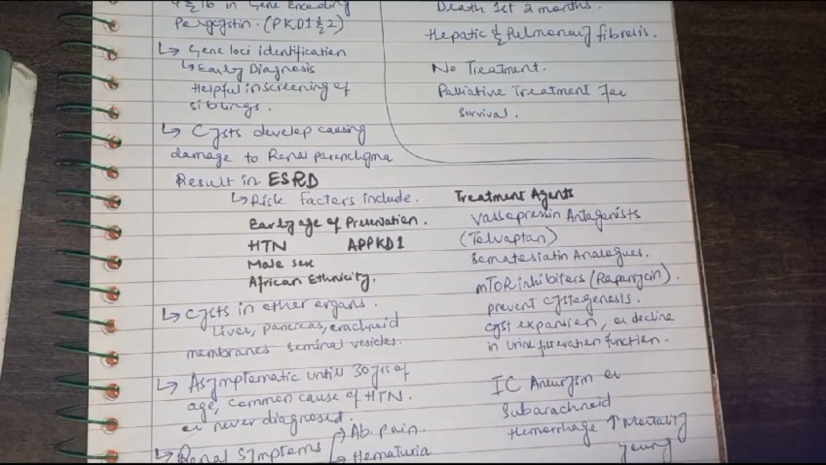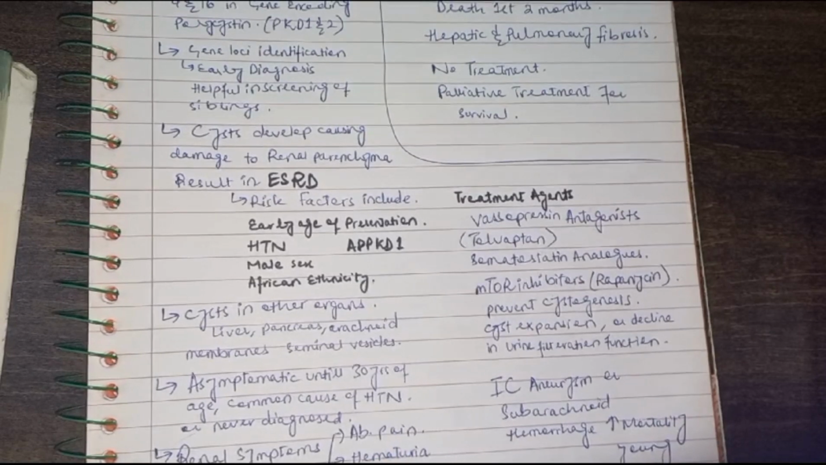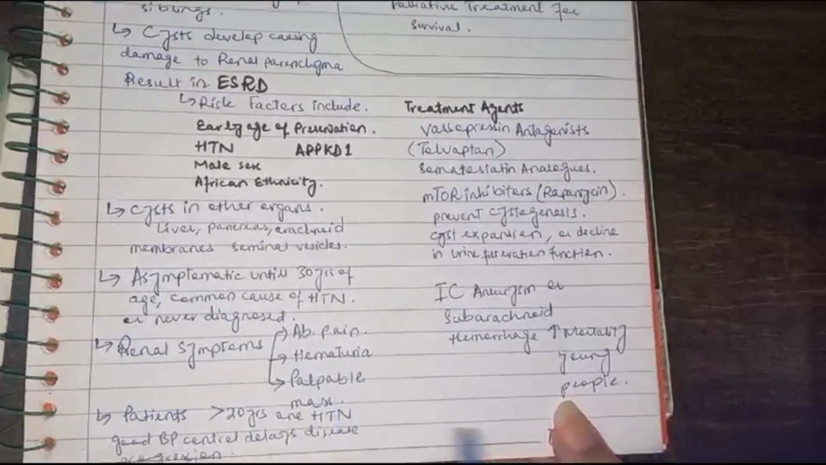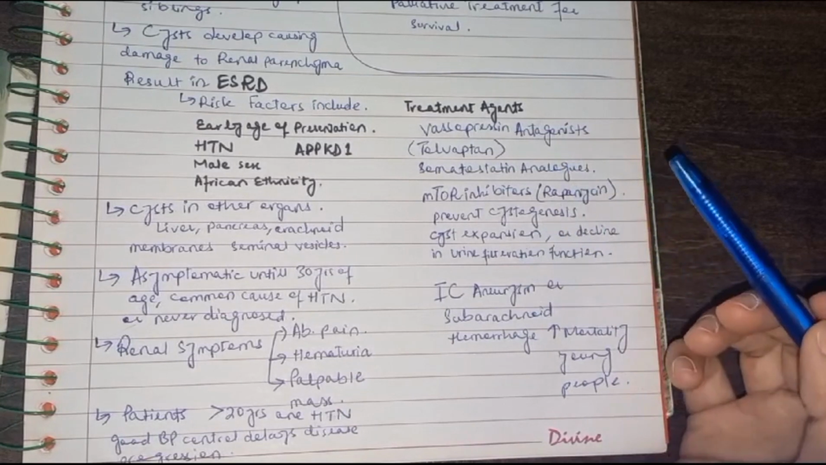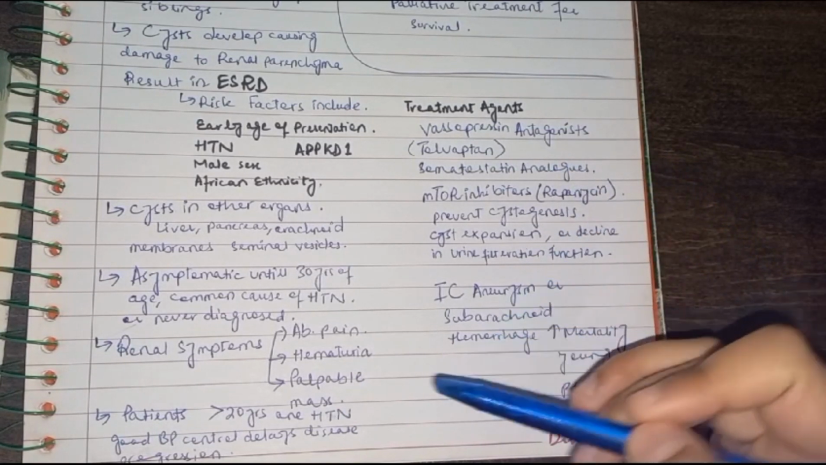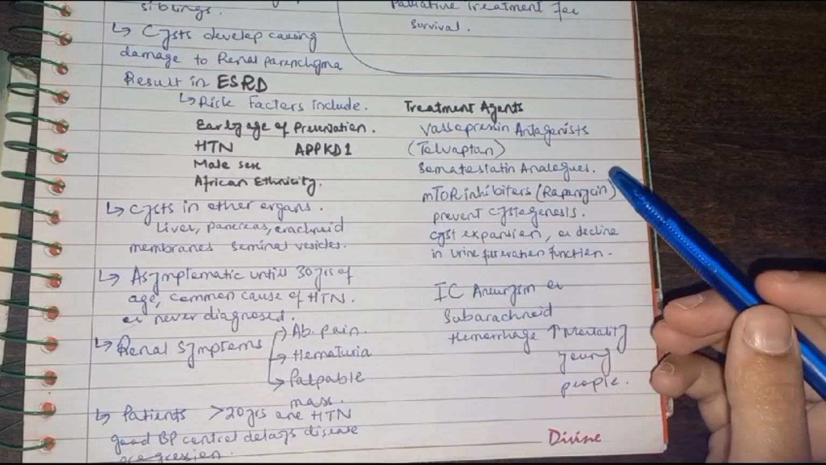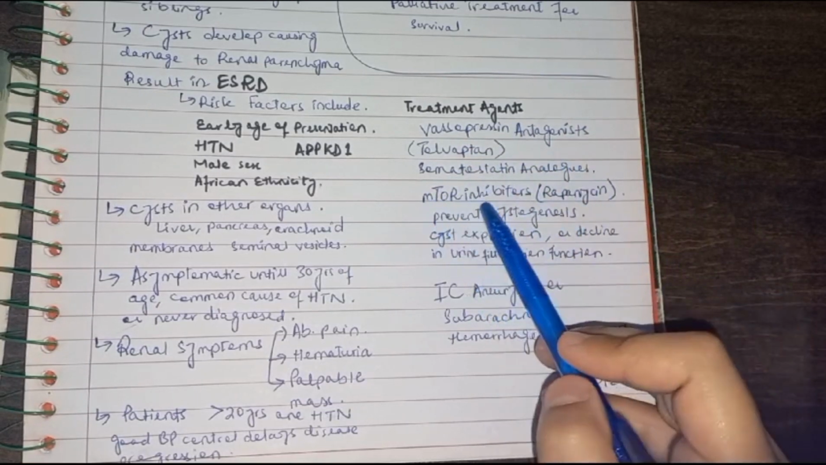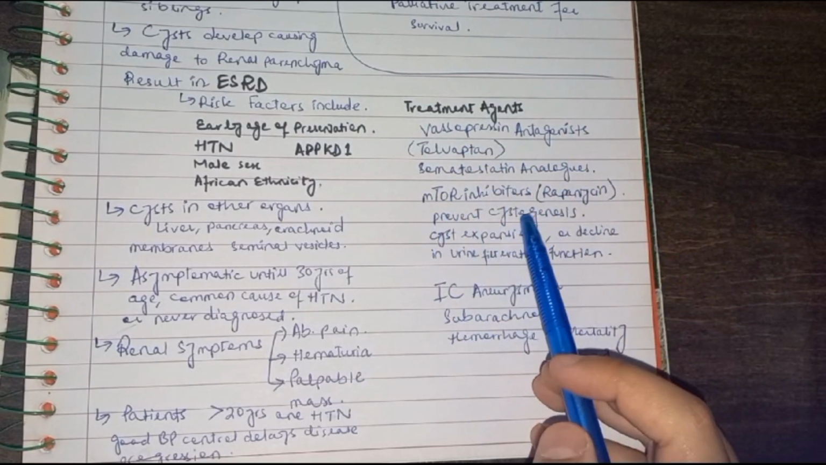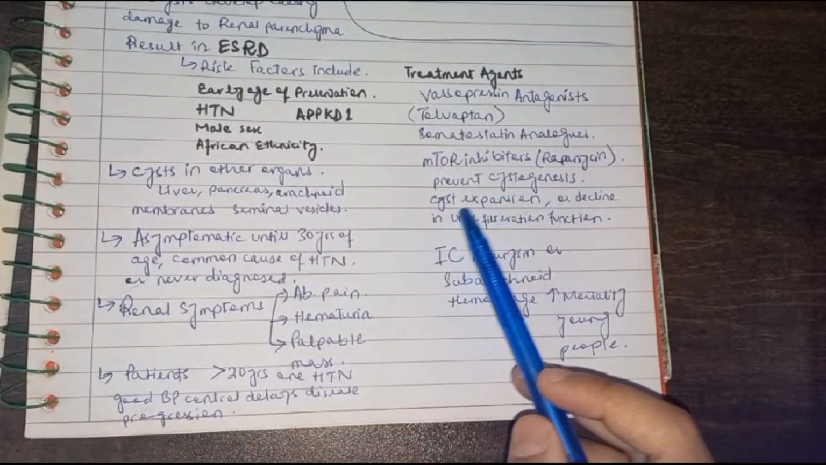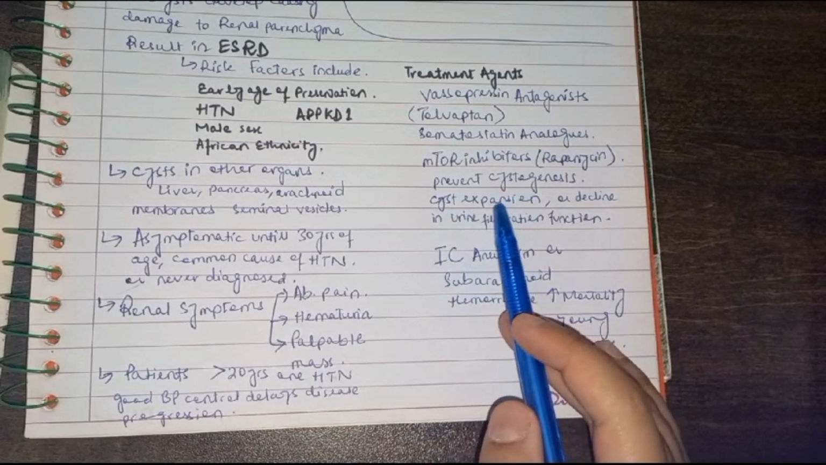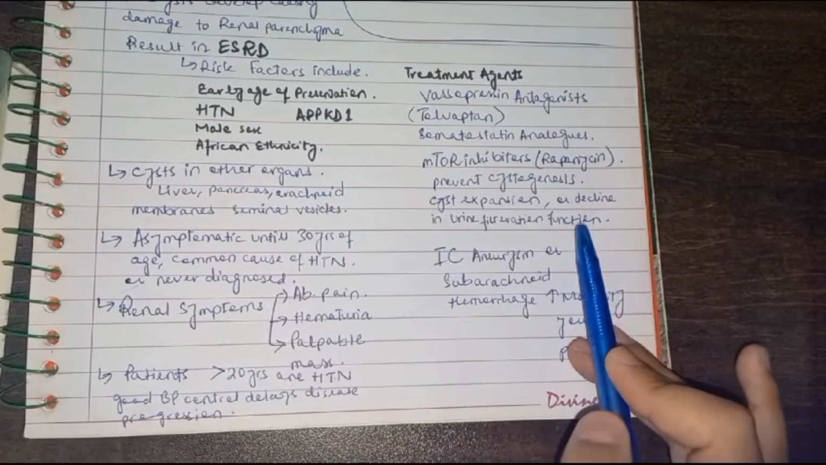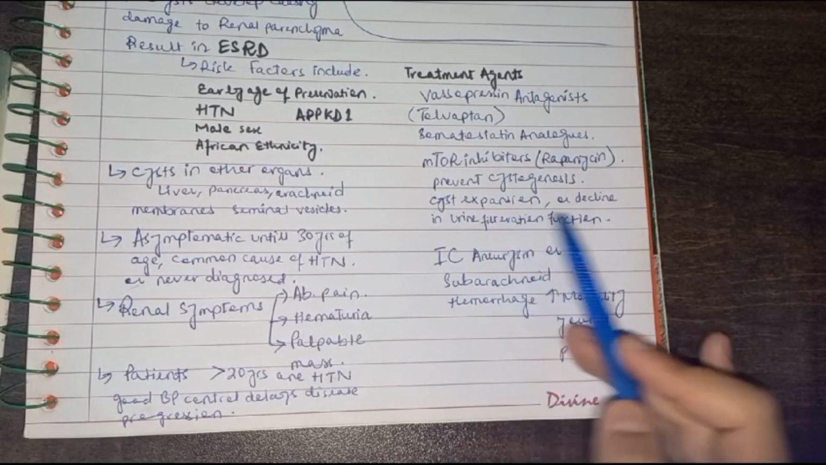Discussing the symptoms, the main symptoms include abdominal pain, hematuria, and a palpable mass in the abdomen. The most common treatment agents to prevent the progression of polycystic kidney disease include vasopressin antagonists, somatostatin analogs, and mTOR inhibitors, which prevent cyst formation, cystogenesis, or cyst expansion, as a result of which there can be decline in renal function. They basically prevent cystogenesis, which is the cause of decline of renal filtration function.